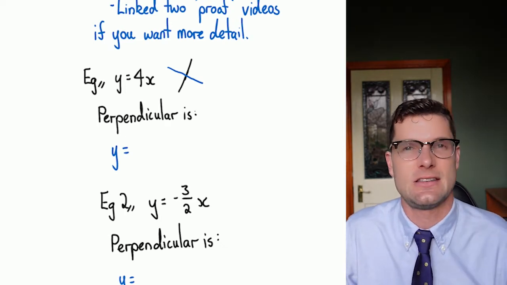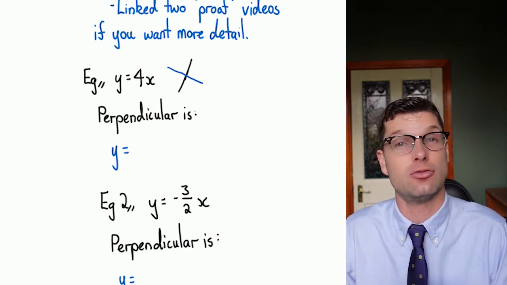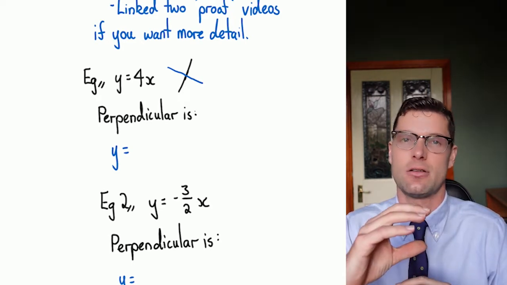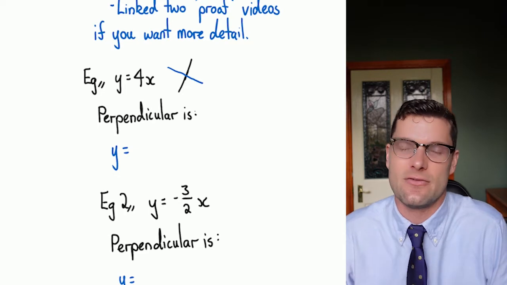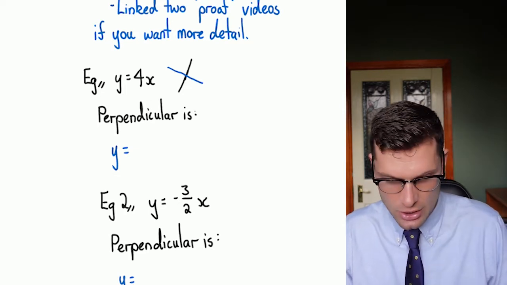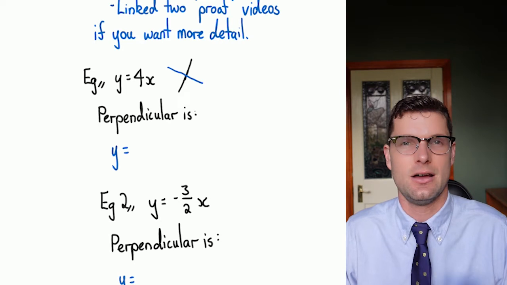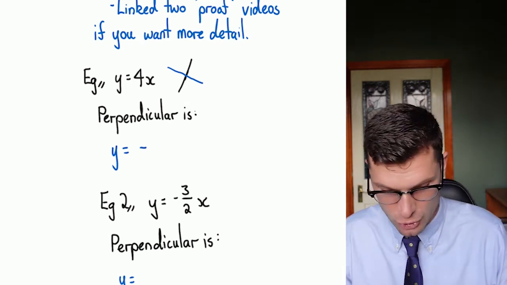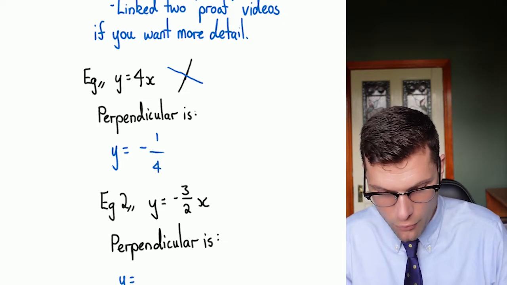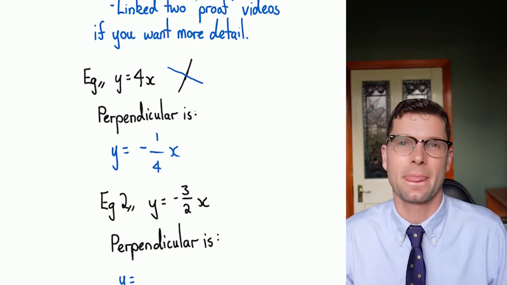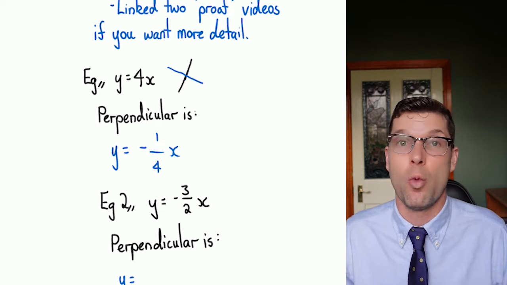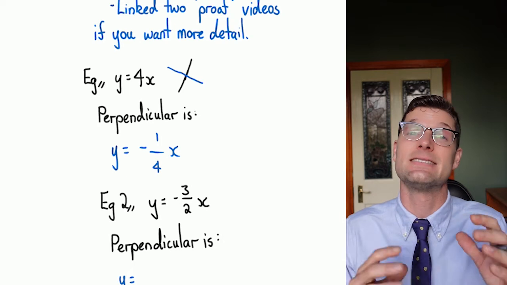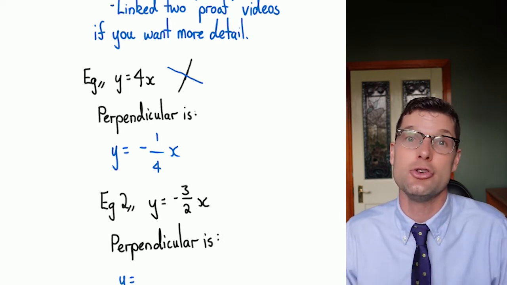So the reason that this is important is because I know that the gradient is the negative reciprocal. Reciprocal means switch on a fraction, and negative is obviously the opposite sign. So for this one, the perpendicular line that I've drawn there has the formula y = -1/4 x. The y-intercept can be whatever, it doesn't really matter, but as long as that gradient is negative and has the flipped fraction, you know you're definitely right.